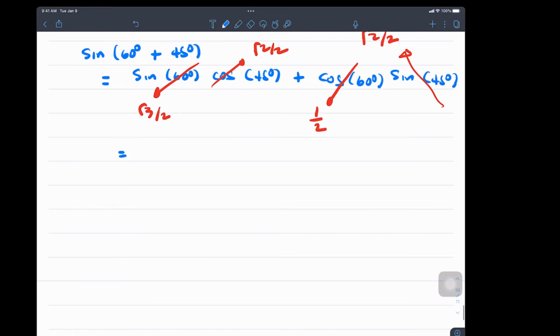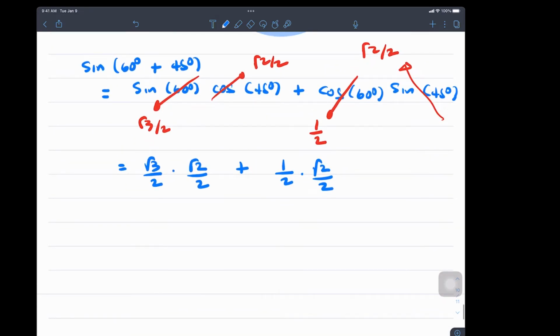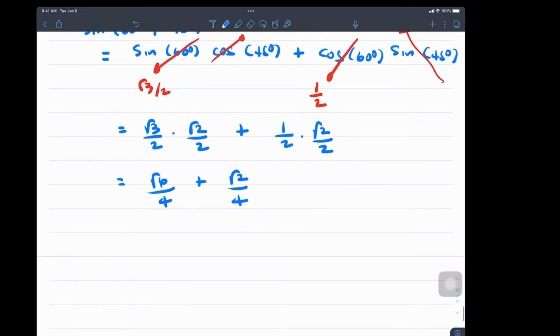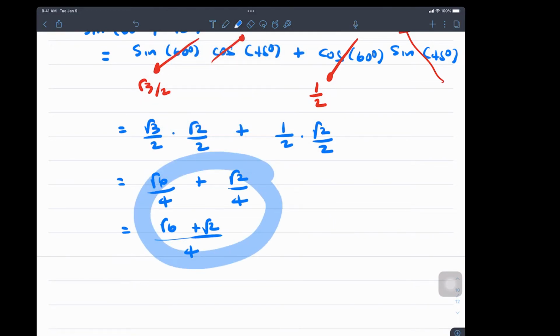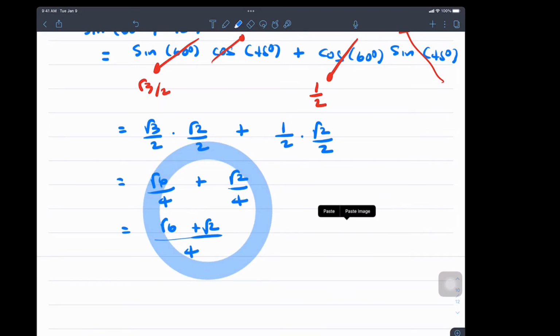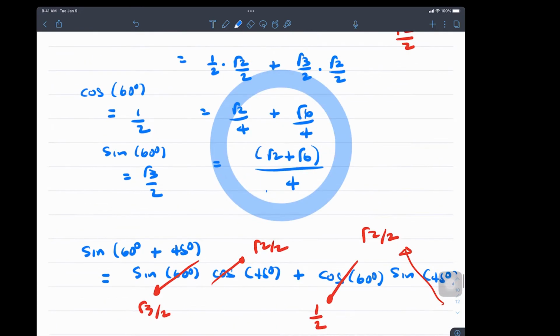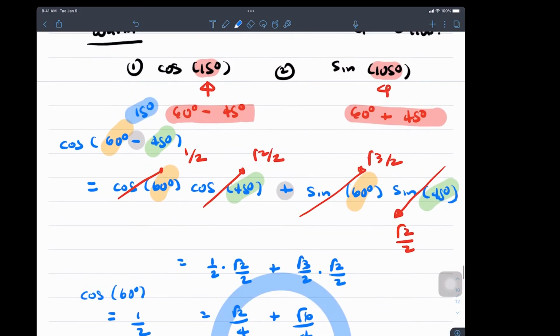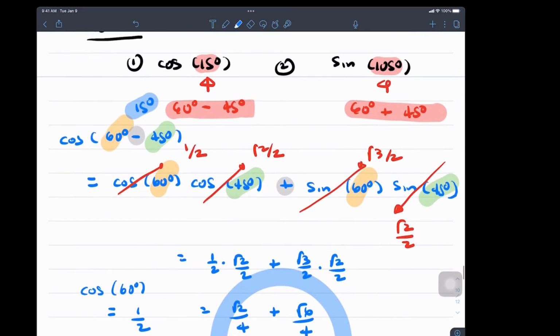So what does this become now? This is what? Square root of 3 over 2 times square root of 2 over 2 plus square root of 6 over 4 plus square root of 2 over 4. Is that right? And then you say, well, what's this going to be? The square root of 6 plus the square root of 2 over 4 here. Now, is that the same answer? So cosine 15 is the same as sine of 105?